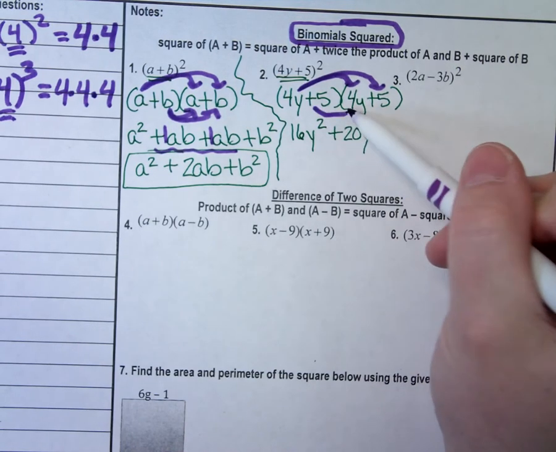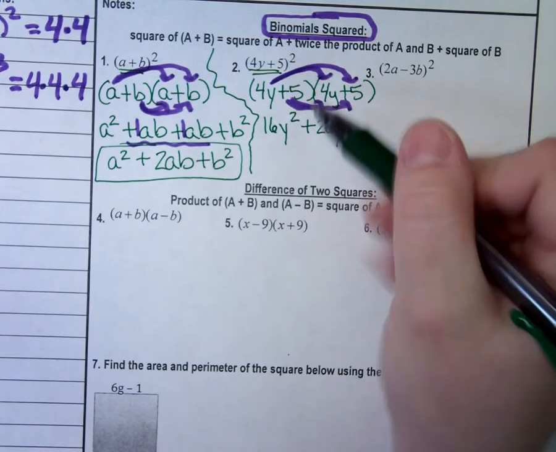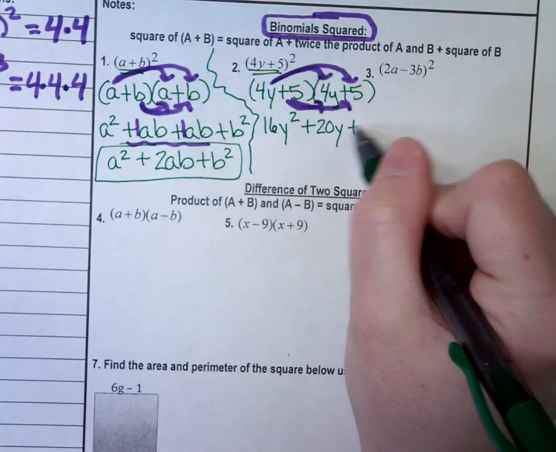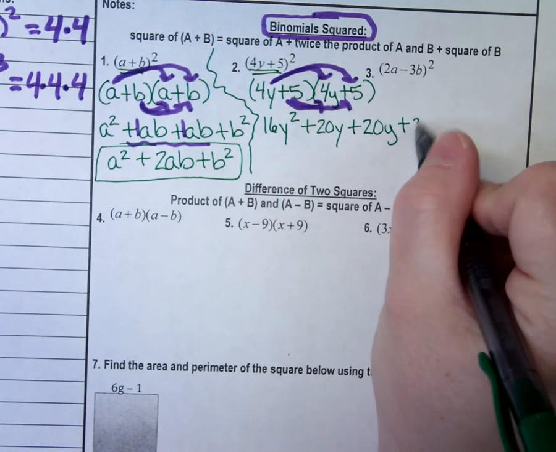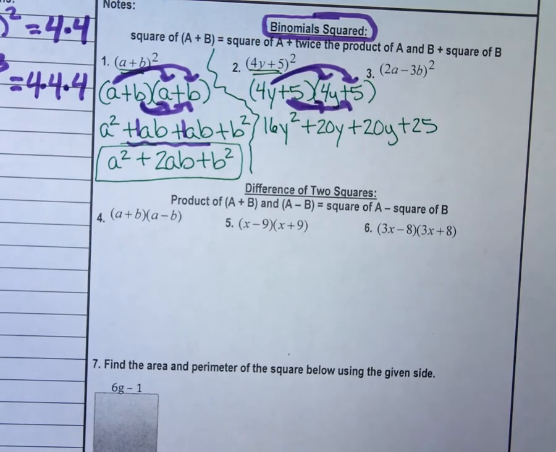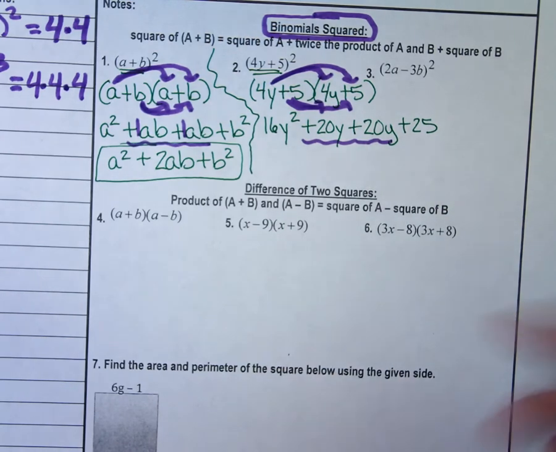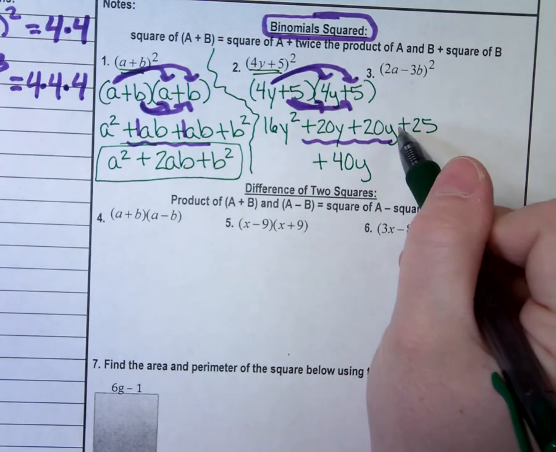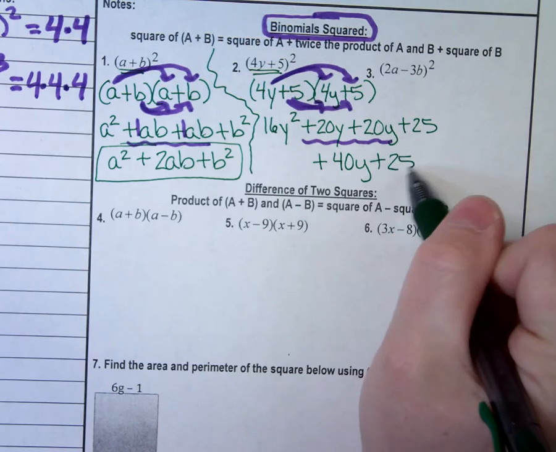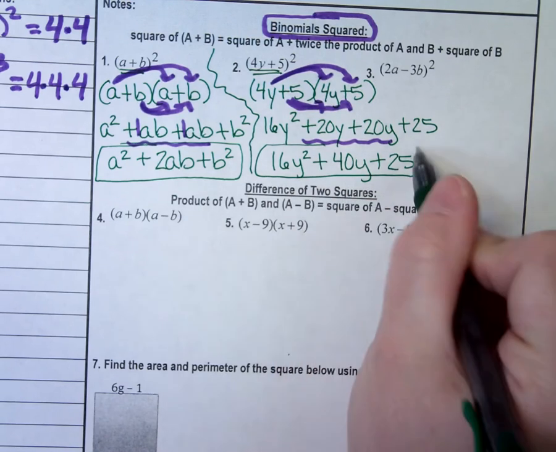Now I'm going to distribute the positive 5 with both things in the second set of parentheses. So how much is 5 times 4y? 20y. And how much is 5 times 5? 25. At this point, do you see any like terms that we could combine? Yep. These two y terms in here are like terms. So how much is a positive 20y plus 20y? 40y, and it is positive, so let's put plus 40y. And then I'm just going to drop the plus 25 that's in the back, and I'm going to drop the positive 16y squared that's in the front, and there's our answer.